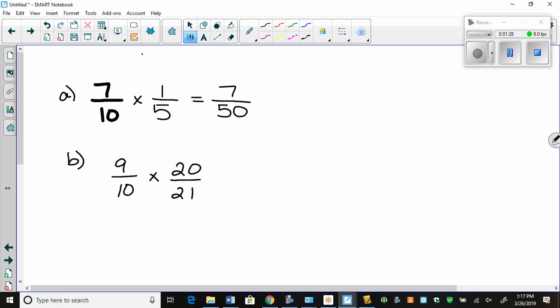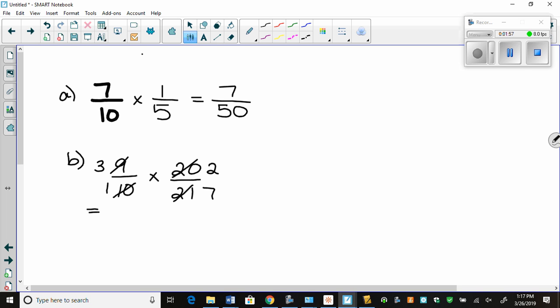But 20 and 10, I can take what out of both of them? A 10. And because 20 is in the numerator over here and 10 is in the denominator over here, completely fine. You have to be in the numerator somewhere, denominator somewhere. Okay? So 20 divided by 10 is 2. So now I'm left with a 2 here. 10 divided by 10 is 1. 9 and 21, is there anything I can take out? A 3. 9 divided by 3 is 3. 21 divided by 3 is 7.